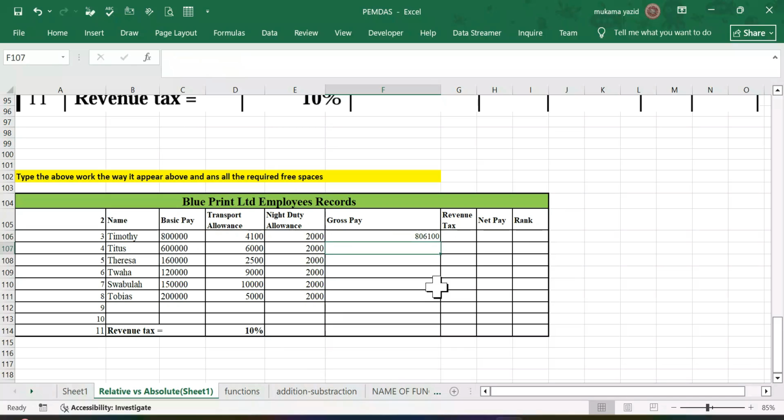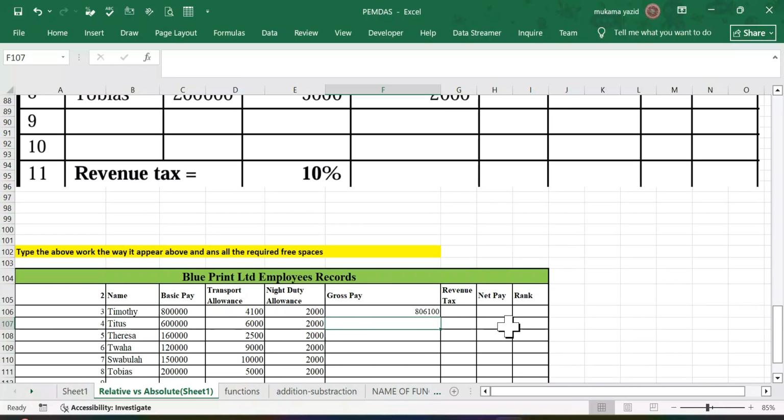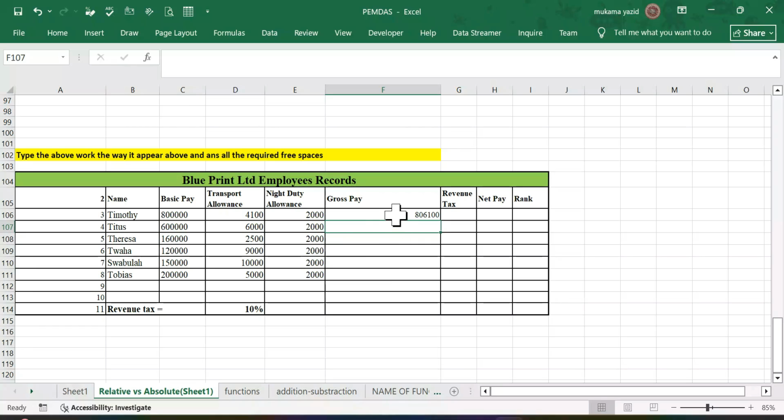If we press Enter, this is the answer we expect to have. So we've just used a formula to get this one. We will use the autofill handle to get the rest of the answers. What about revenue tax? Revenue tax is what's given here, 10% of the gross pay. I think that is clear.